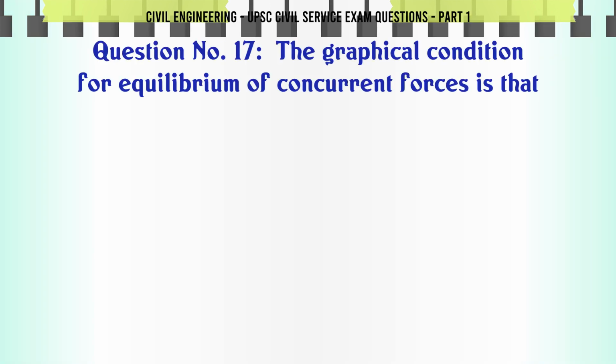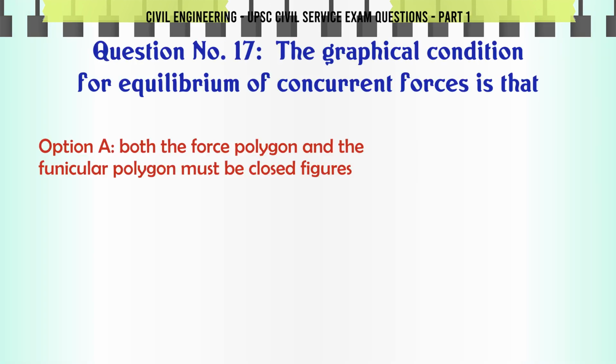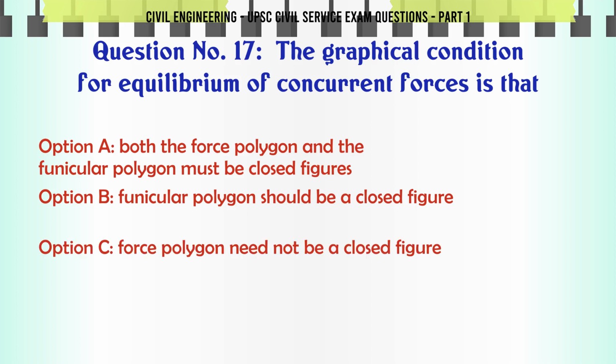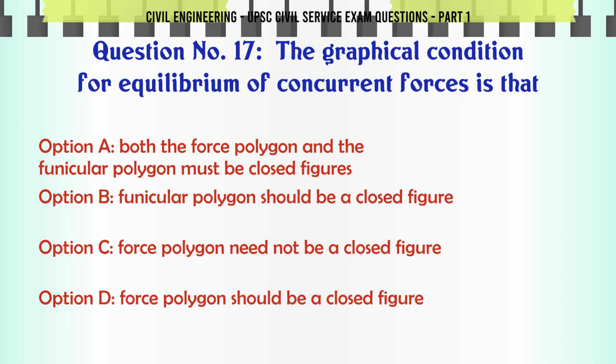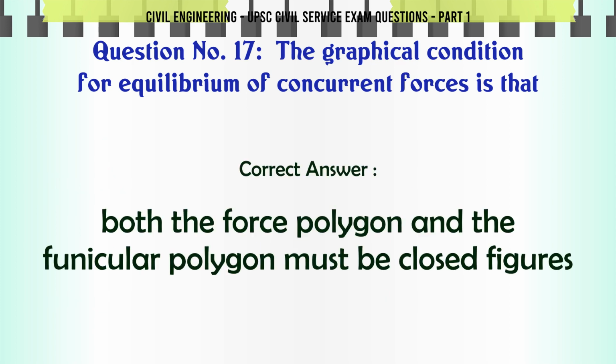The graphical condition for equilibrium of concurrent forces is that A. Both the force polygon and the funicular polygon must be closed figures. B. Funicular polygon should be a closed figure. C. Force polygon need not be a closed figure. D. Force polygon should be a closed figure. The correct answer is both the force polygon and the funicular polygon must be closed figures.